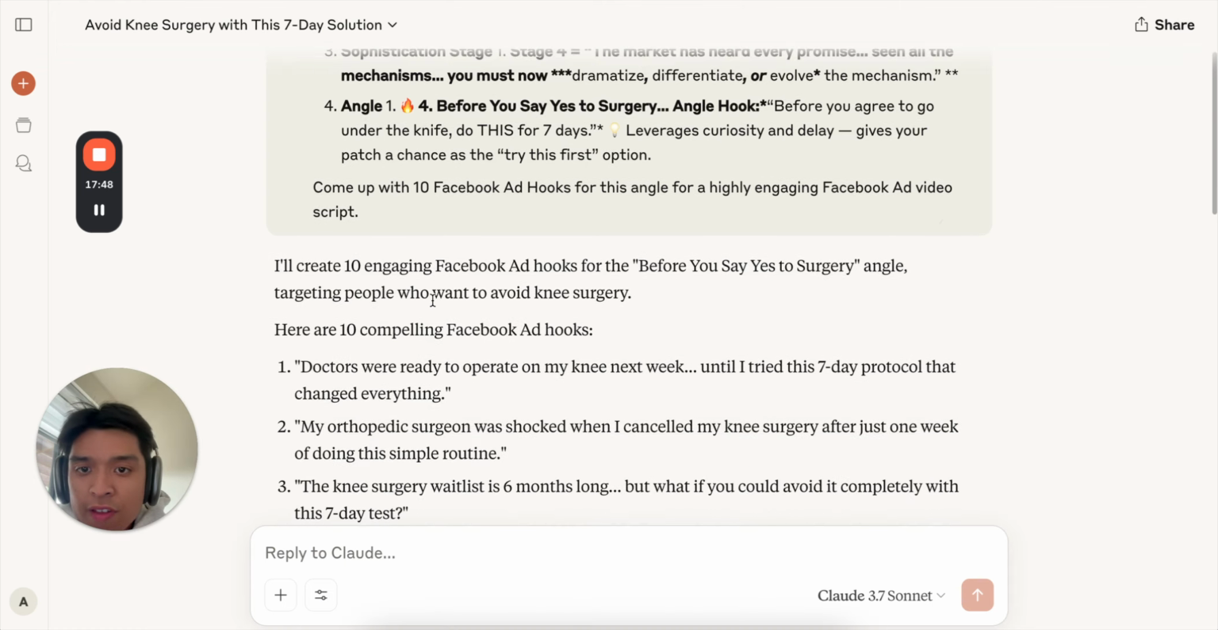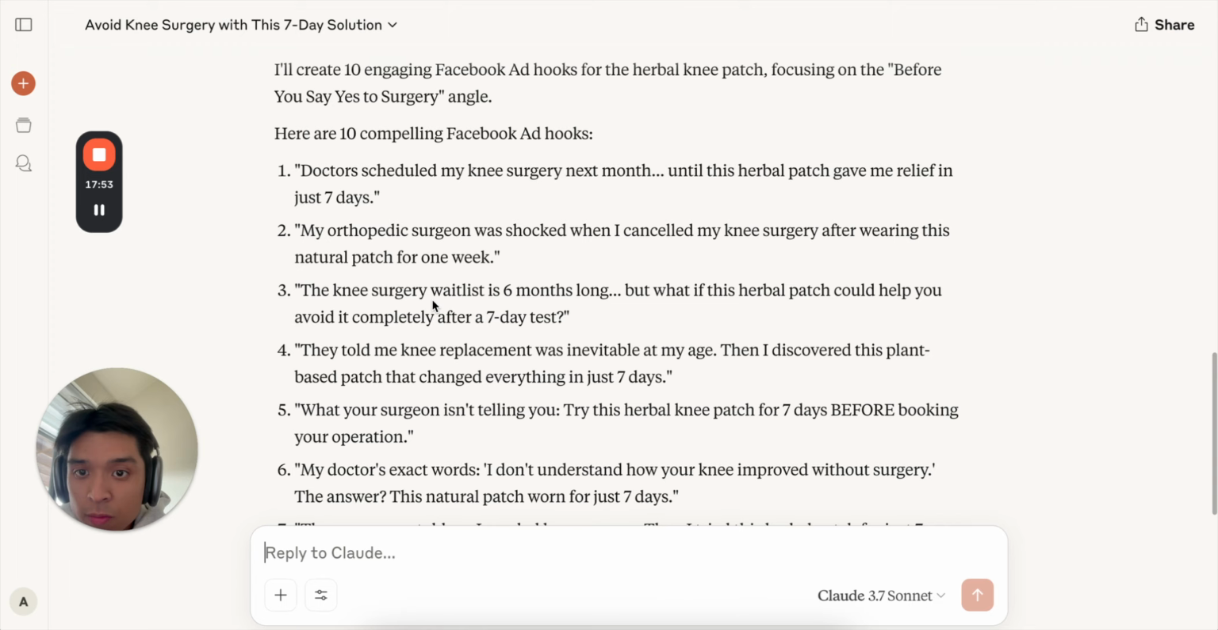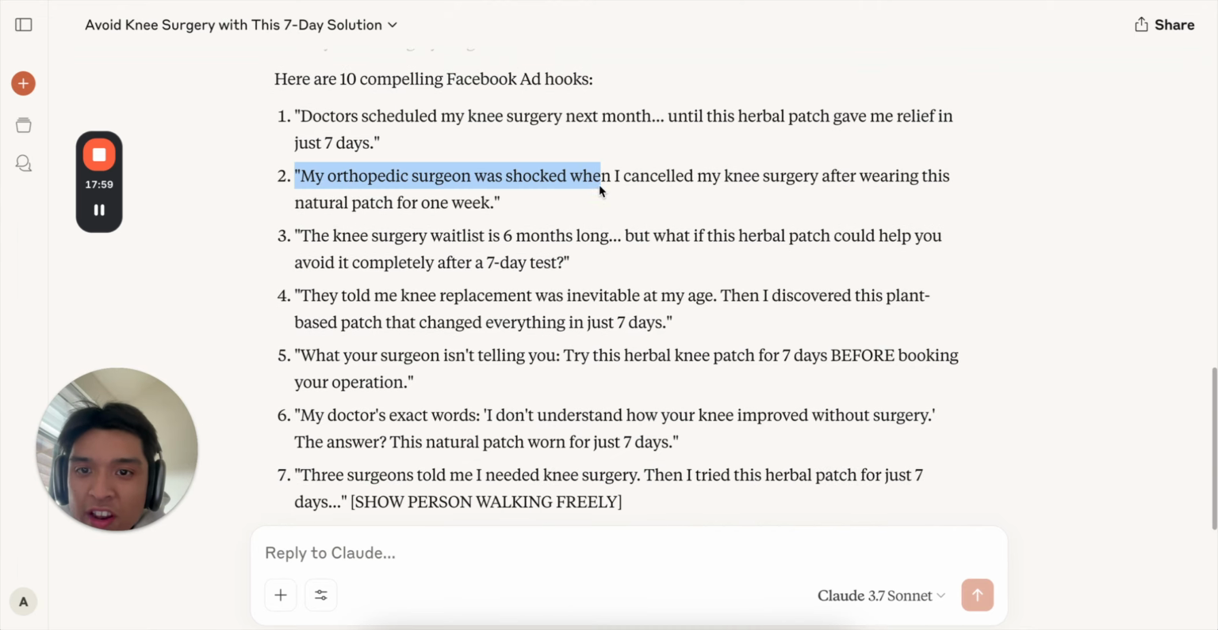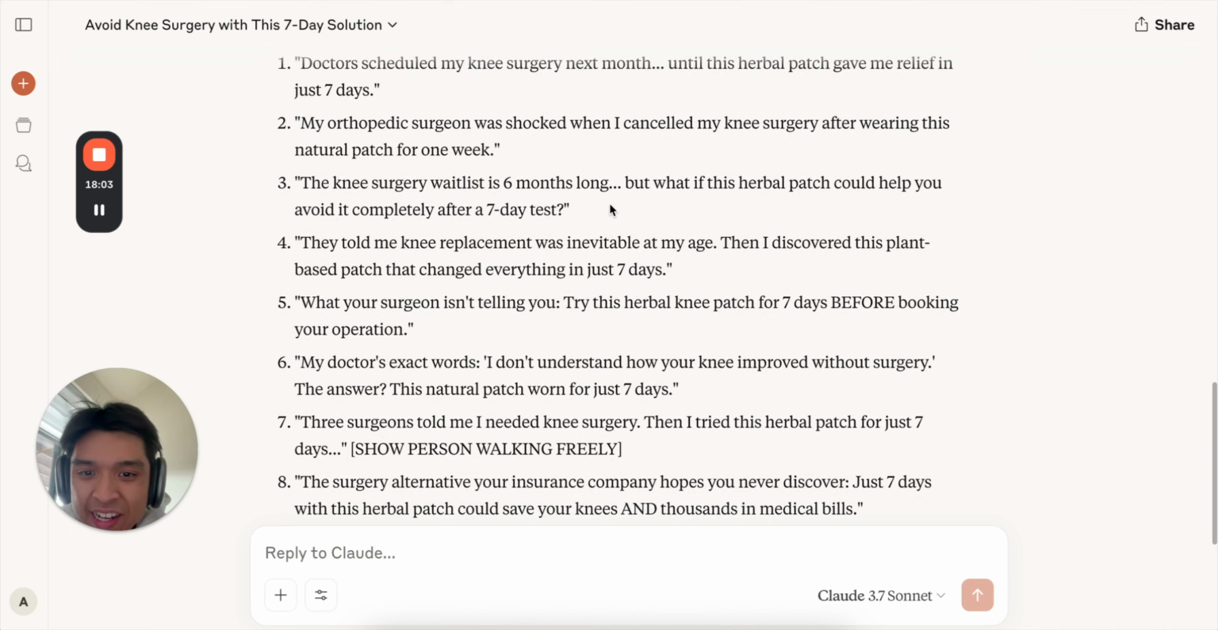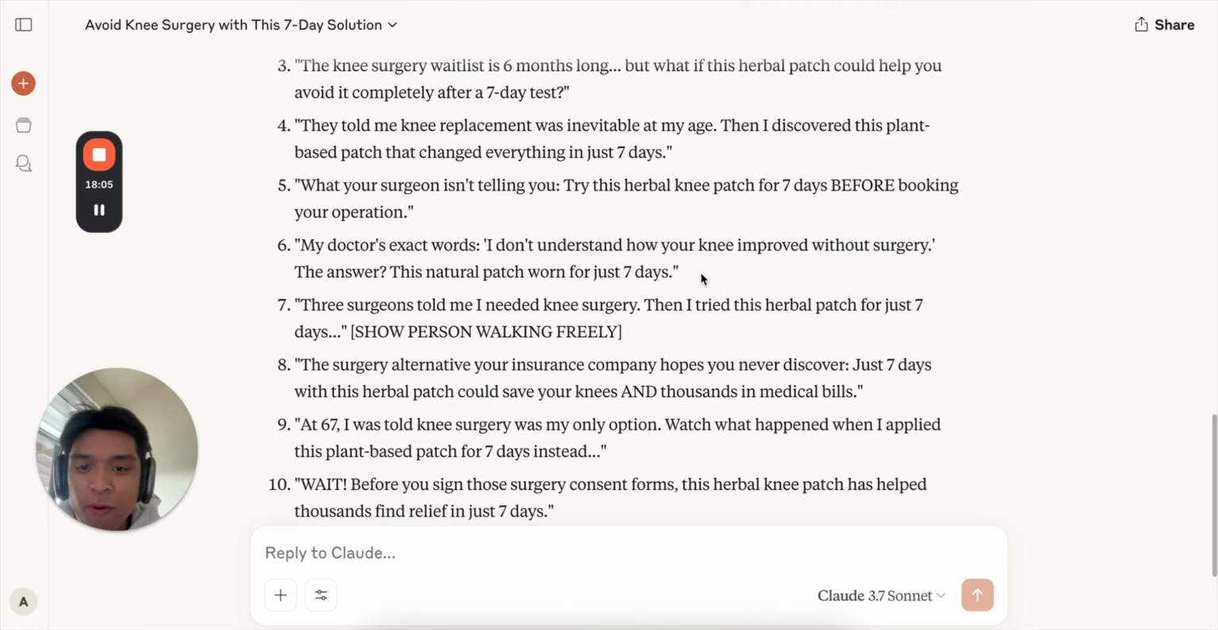And now I say, come up with 10 Facebook ad hooks for this angle for a highly engaging Facebook video ad script. Look at these hooks. Doctor scheduled my knee surgery next month until this herbal patch gave me relief. Look at it. My orthopedic surgeon was shocked when I canceled my knee surgery after wearing this natural patch for 1 week. This one was my favorite. I remember reading this and I literally laughed. My doctor's exact words: I don't understand how your knee improved without surgery. The answer: this natural patch worn for just 7 days.